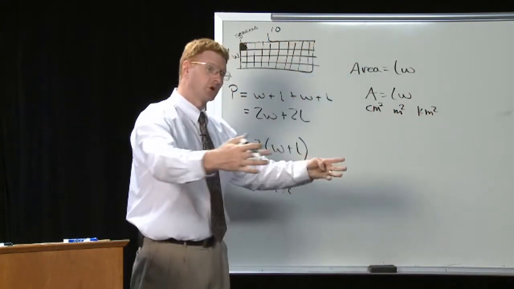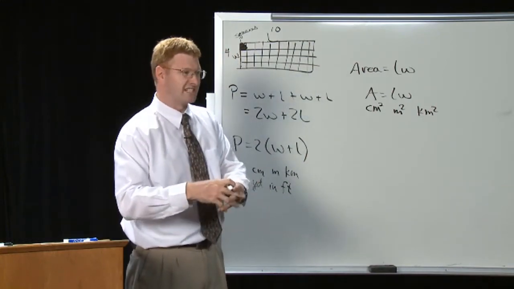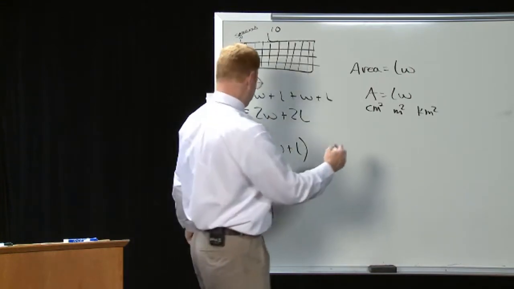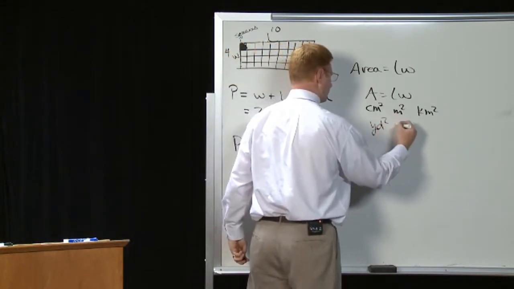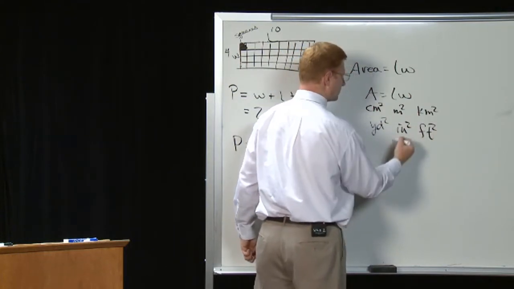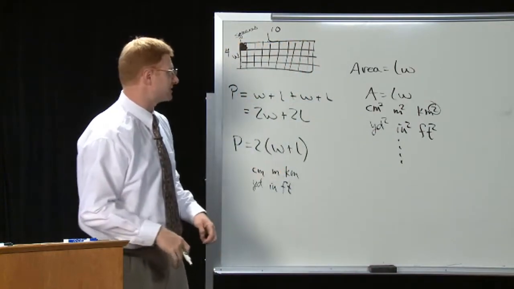When you measure the size of your country, look in an encyclopedia, you look it up and it says, oh, this is 15 million square kilometers. You could have yards squared, inches squared, feet squared, and it just keeps going. Everything will be in square because you're measuring a two-dimensional surface.